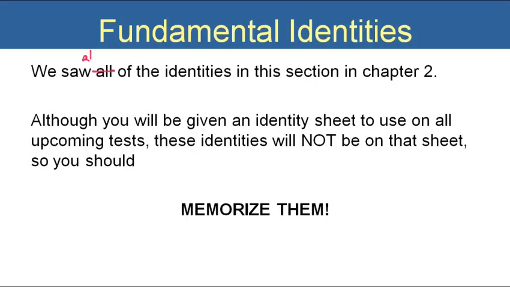Now, we have seen almost all of the identities in this section before when we went through Chapter 2. You will be given an identity sheet to use on the test, but these identities that we see in this section will not be on the sheet, so you should memorize these, and a lot of them you already have memorized. I think the only thing new that we're going to see here is the negative angle identities. So we'll take a look at those coming up in a minute.